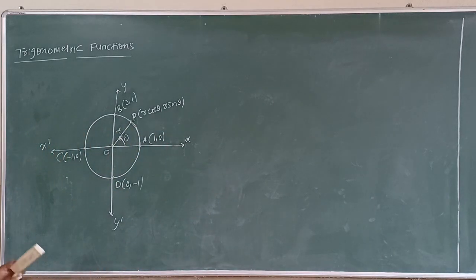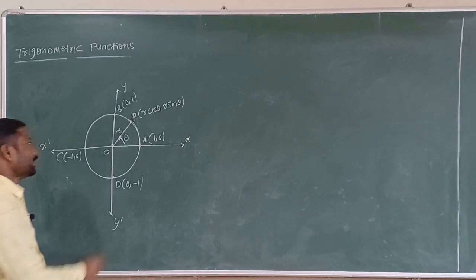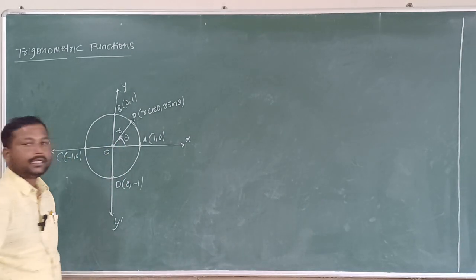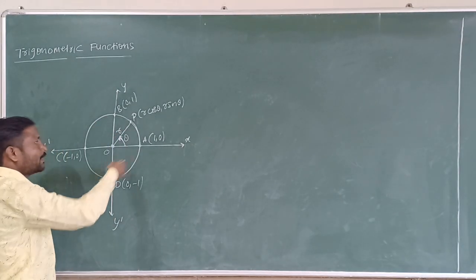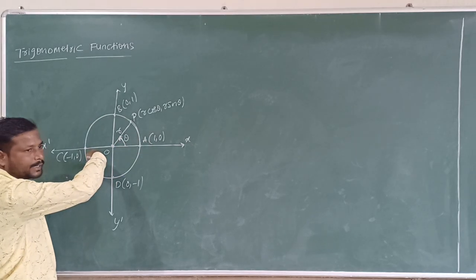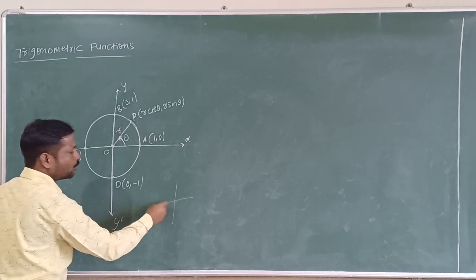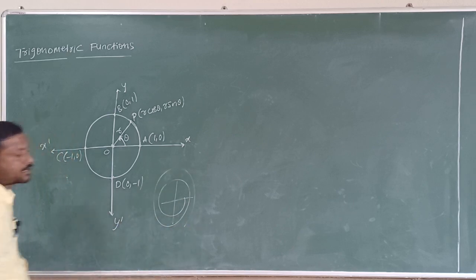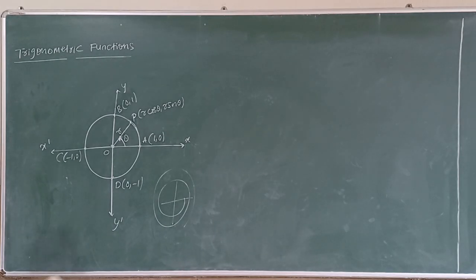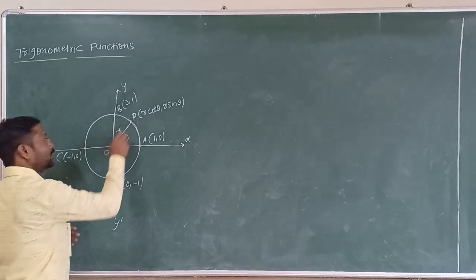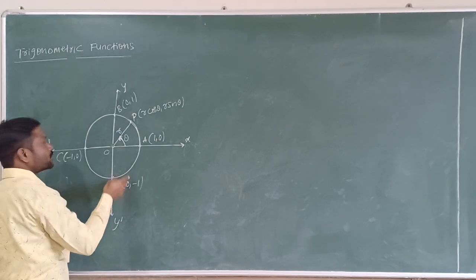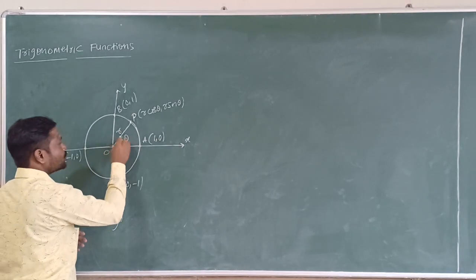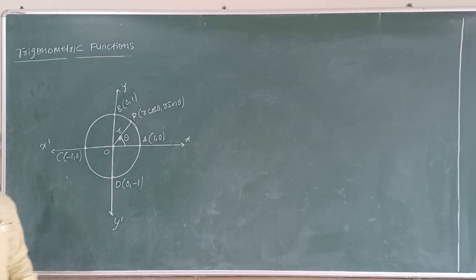Next, theta makes positive angles on the x axis. What is the meaning of positive angles? If the revolving line is moved in the anti-clockwise direction, it forms a positive angle. If the revolving line is moved in a clockwise direction, it forms a negative angle. Here OP is the revolving line. It is moved in the anti-clockwise direction, so no doubt it forms a positive angle.